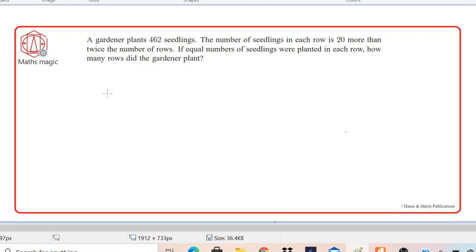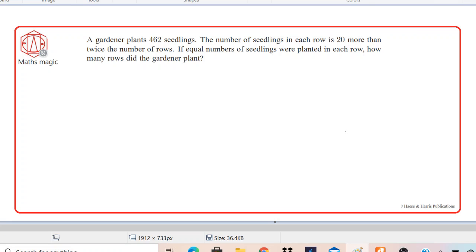Today we are going to discuss one of the important problems based on quadratic equations. The question is: a gardener plants 462 seedlings. The number of seedlings in each row is 20 more than twice the number of rows. If an equal number of seedlings were planted in each row, how many rows did the gardener plant?